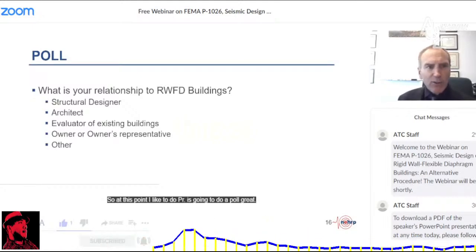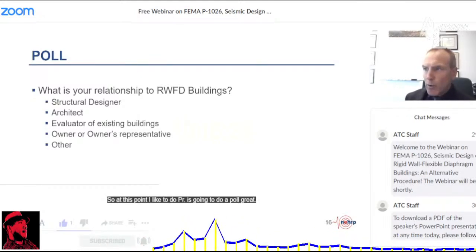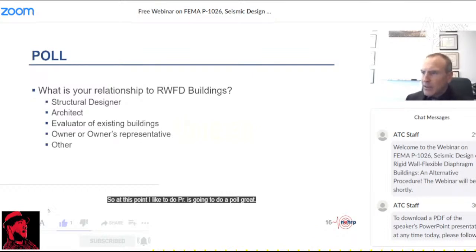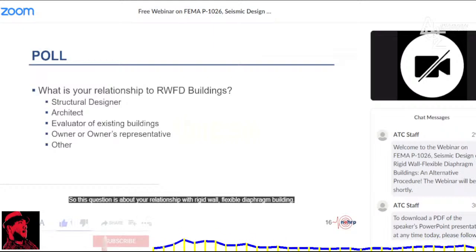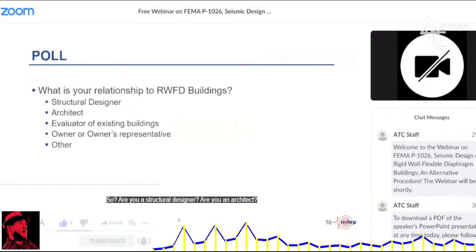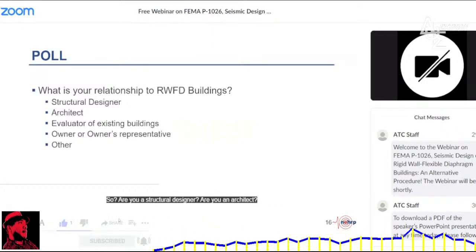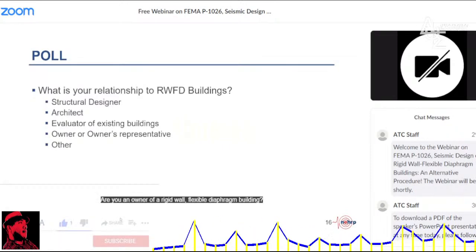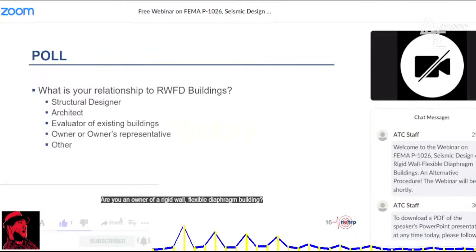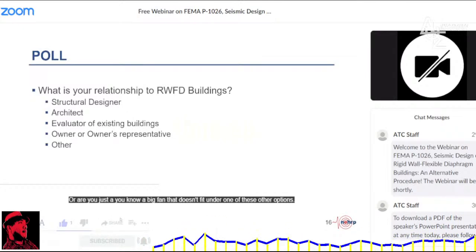So at this point, I'd like to do, Kiara is going to do a poll. Great. So this question is about your relationship with rigid wall flexible diaphragm buildings. So are you a structural designer? Are you an architect? Are you an evaluator of existing buildings? Are you an owner of a rigid wall flexible diaphragm building? Or are you just a big fan that doesn't fit under one of these other options?